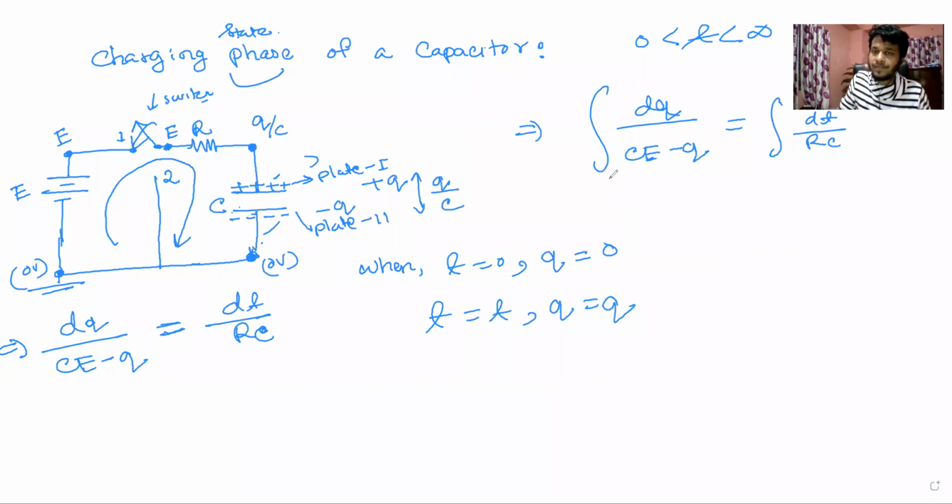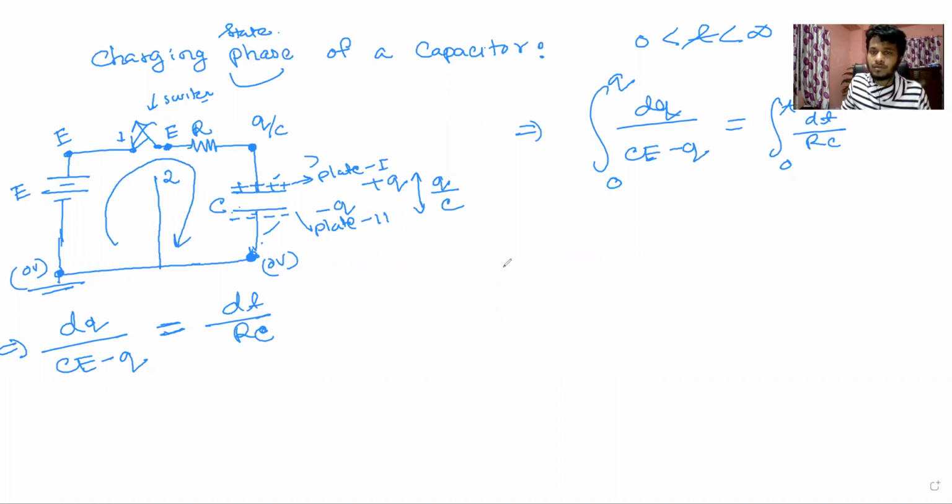So here it would be what? 0 to q, and this would be what? 0 to t, isn't it? Now let us erase this part. Okay. Do you have any confusion?